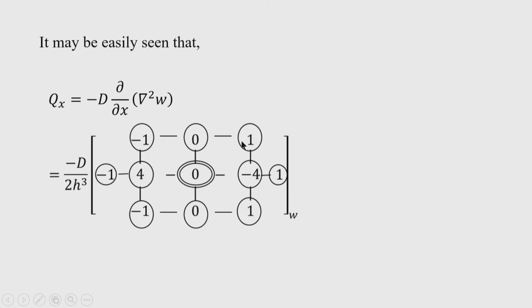One thing also you can note here, that shearing force, because it involves the odd derivatives, you are getting antisymmetric term. So, here it is minus 4, here it is plus 4, here it is plus 1, here it is minus 1. Okay. So, you are getting antisymmetric term.